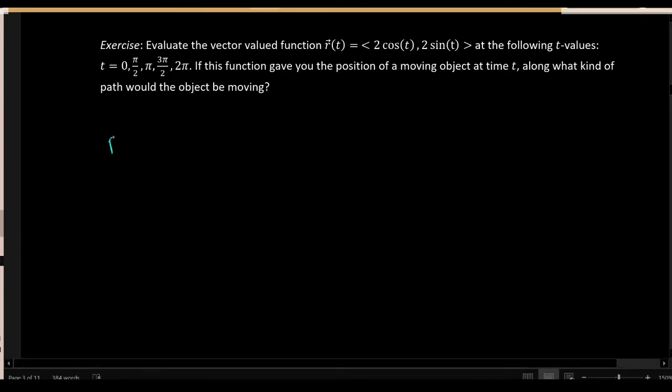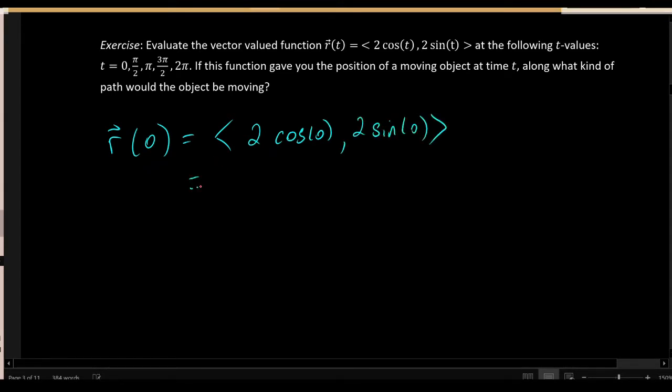Okay, so first I will evaluate the vector-valued function at the input t equals 0, which means that I need to replace t with 0 in the formulas for the two components. So cosine of 0 is equal to 1, so 2 times 1 is 2. Sine of 0 is 0, and that gives me 2, 0. So off to the side, I'm just going to make a note of the terminal point of this vector. When t was equal to 0, this vector pointed to the point 2, 0.